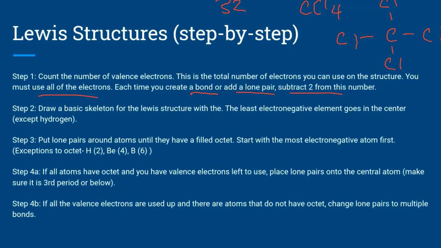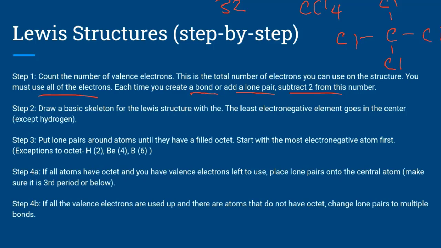Step 3, put lone pairs around the atoms until they have an octet. Start with the most electronegative atom first. The octet rule says that each atom wants to have 8 electrons in order to be stable. Now there's a few exceptions to this that I want y'all to remember. Hydrogen only needs 2, beryllium only needs 4, and boron only needs 6. The rest of them are going to want 8.